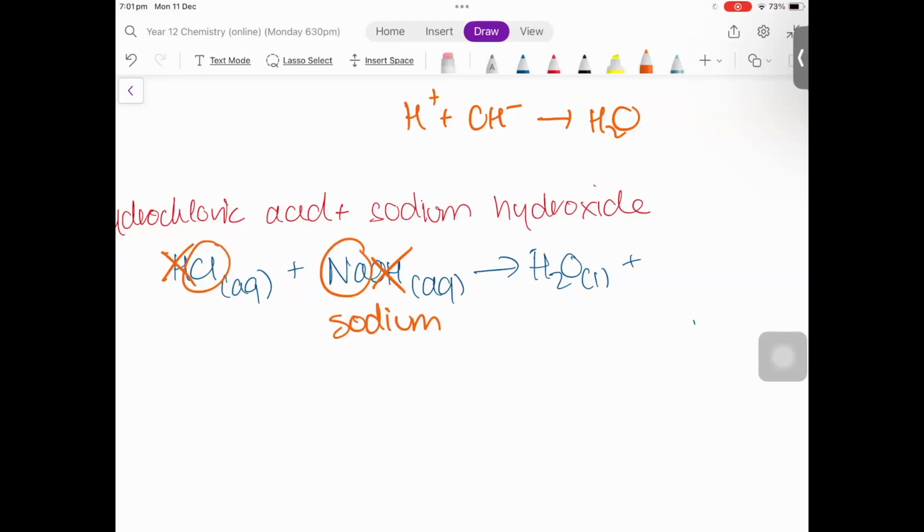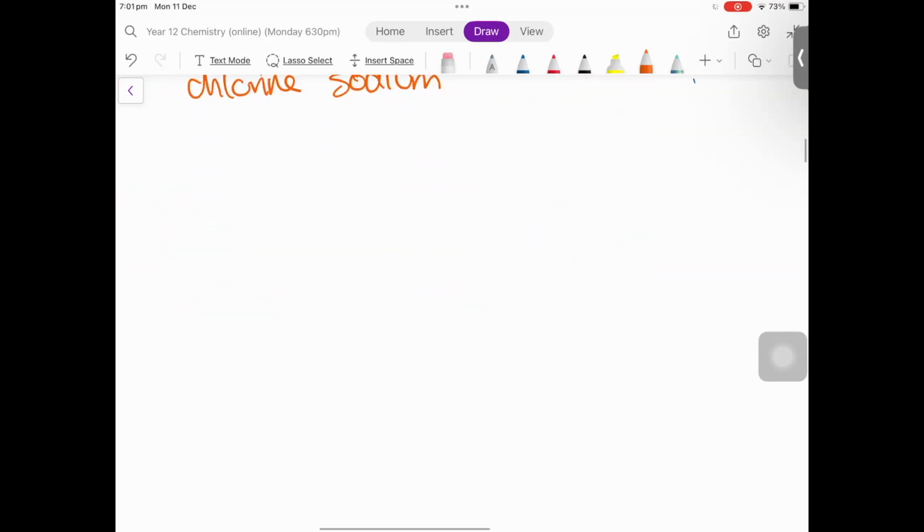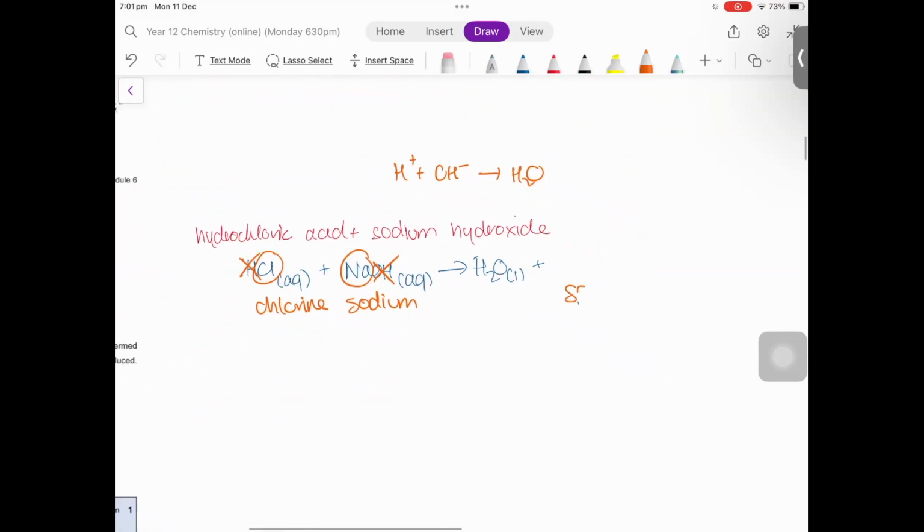So this is sodium and this is chlorine, which means the salt that I form has to be sodium chloride. And the formula for sodium chloride is NaCl, and the state, because it's a salt, is going to be aqueous.